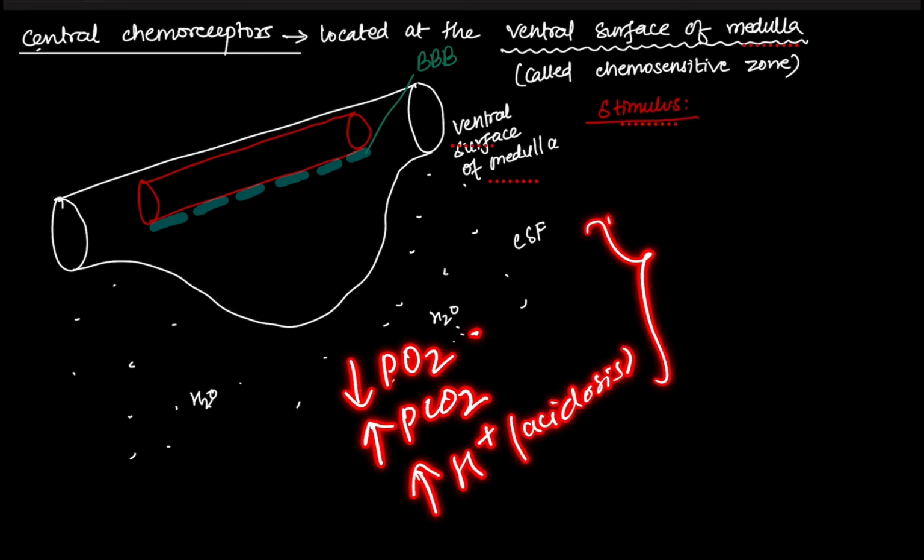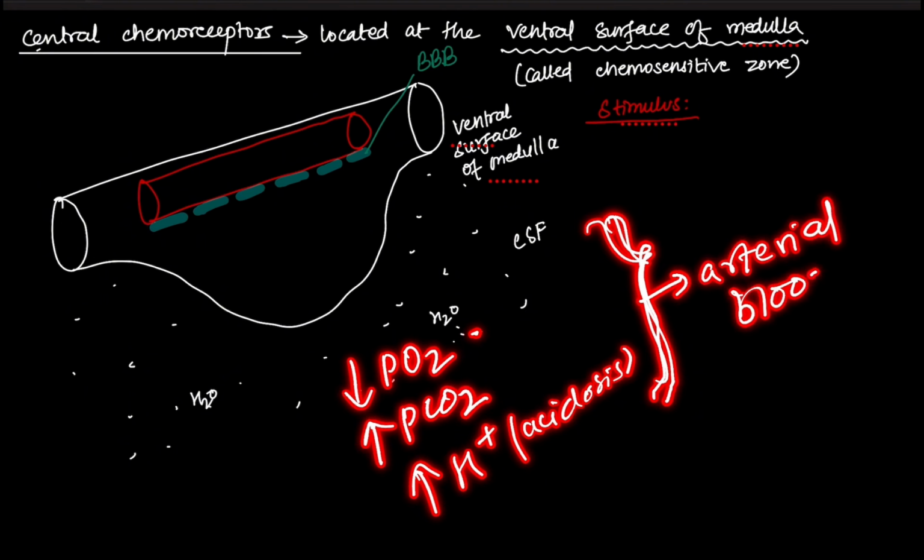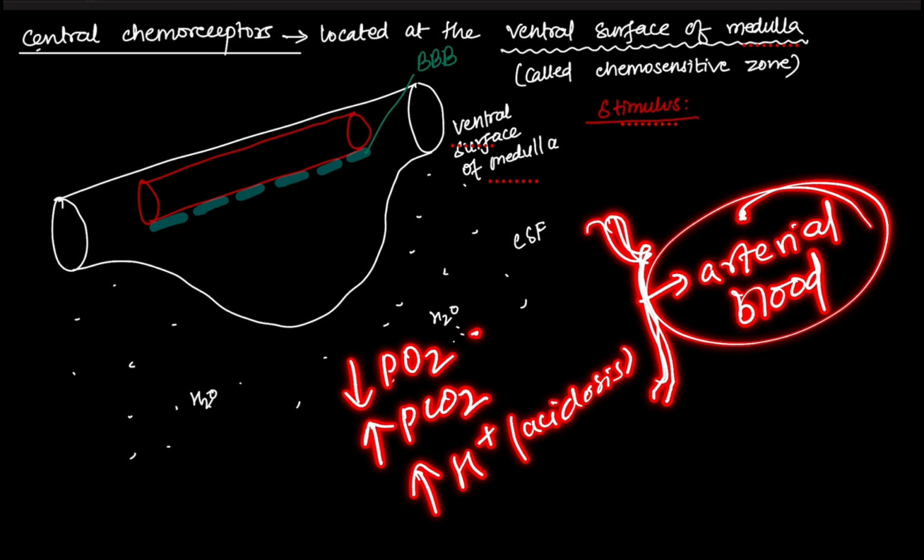So these three stimuli were mainly responsible for the activation of the peripheral chemoreceptors. At the peripheral chemoreceptor, one more thing: these three stimuli, decrease in O2, increase in CO2, and increase in H plus ion, were at the level of arterial blood, that is, at the level of blood vessels. If there is a decrease in O2, an increase in CO2, and an increase in H plus ion concentration, that is acidosis, then the peripheral chemoreceptors were getting stimulated.